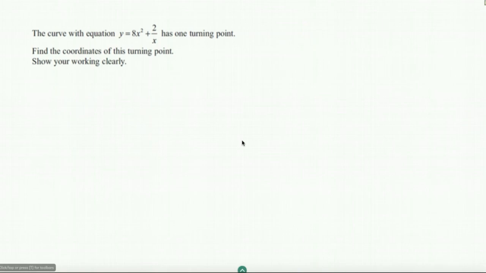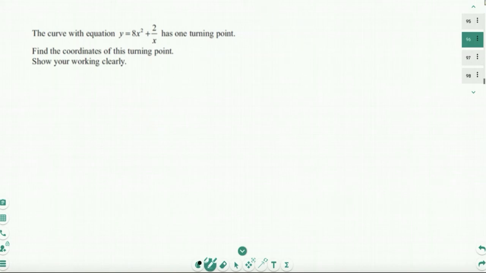The next question, guys. The curve of equation y equals 8x squared plus 2 over x has one turning point. Find the coordinates of this turning point. Okay, so we have a curve, and we're trying to find the turning point. Remember, guys, the turning point is this point here, where it goes from a positive gradient to a negative gradient, or this point here, where a line goes from a negative gradient to a positive gradient. Now, remember, if you were to draw a tangent at a turning point, you'll realize the gradient is 0. It's a flat line.